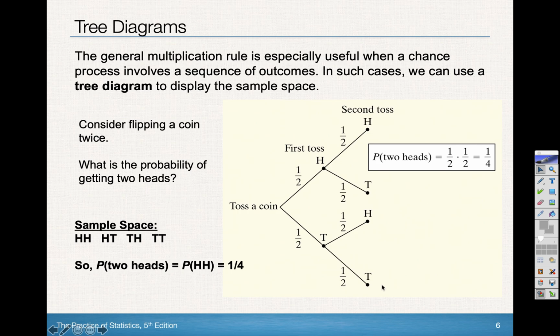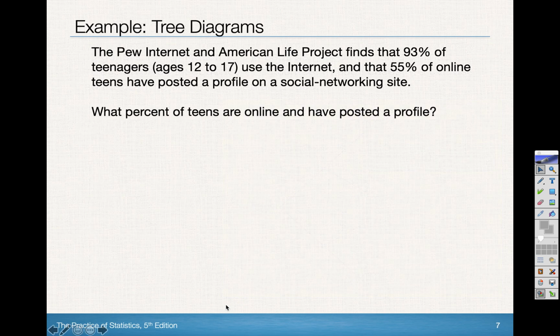So the probability of getting 2 heads would be 1/4. Or you could think of it as 1/2 times 1/2 is 1/4. Or you could think of it as 1 divided by the sample space, which is 4. Okay, so my tree diagram has probabilities on it because there's a 50% chance of a heads and a 50% chance of a tails. Okay, so let's look at this example.